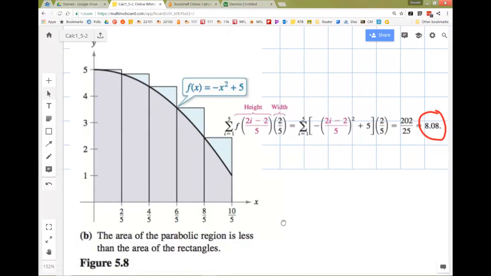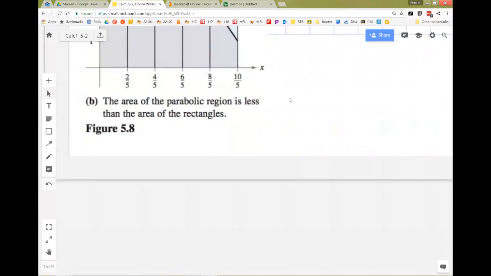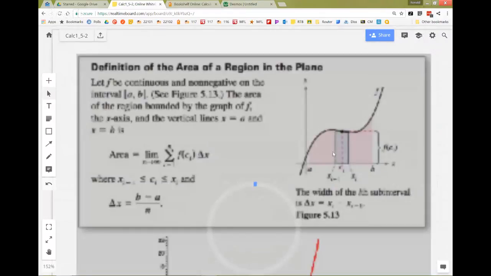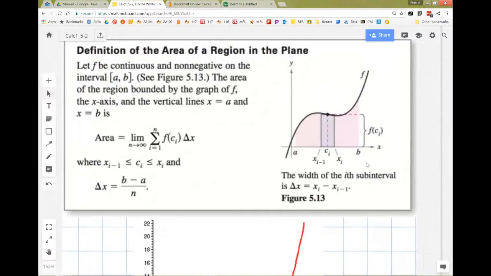Well, how about if we made more rectangles? And so we're getting to the point now where if we take more rectangles, so here's our formula. Here's the height.